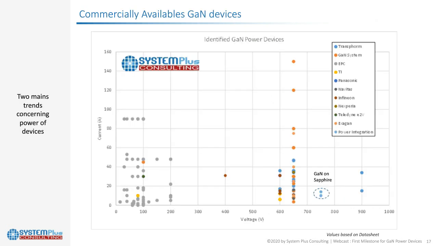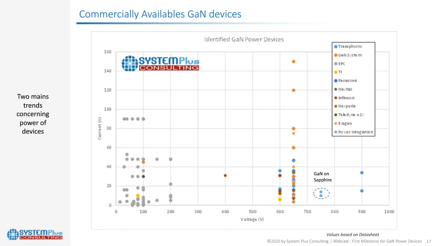If we have a look at the commercially available GaN devices, actually all the devices we can easily buy, we see that there are two main groups of devices according to the voltage application. The low voltage market is mainly taken by EPC, and there are some other players that propose their devices. While in the medium voltage market, between 600 and 750 volts, we have a lot of players that propose their devices.